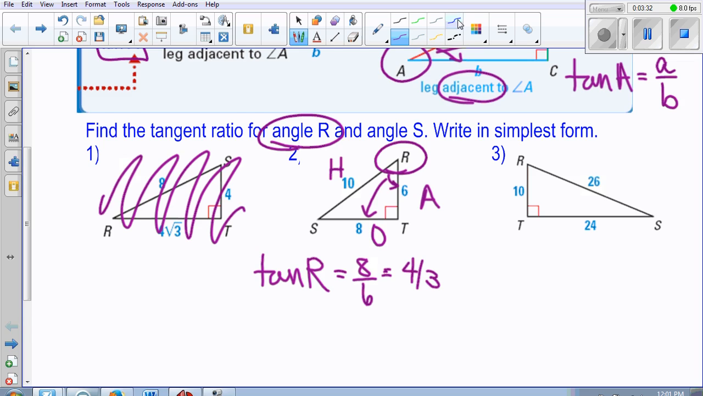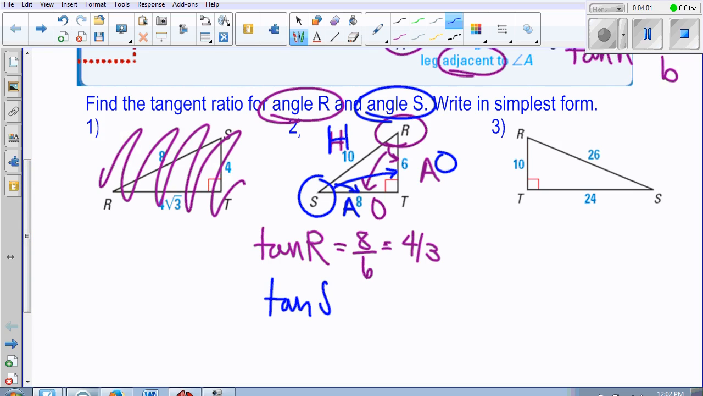The problem also asks us for the tangent of angle S. So let's change our perspective. Now S is in the bottom left, which means that the sides that are labeled in my triangle actually flip-flop. So the side opposite of the S is now the O, the side next to it is the A, and the hypotenuse is still the hypotenuse. So to figure out what tangent of S is this time, we're again doing opposite over adjacent. The side opposite of the S is 6, the side adjacent is 8, and so if I reduce the ratio, I get a tangent ratio of 3/4.